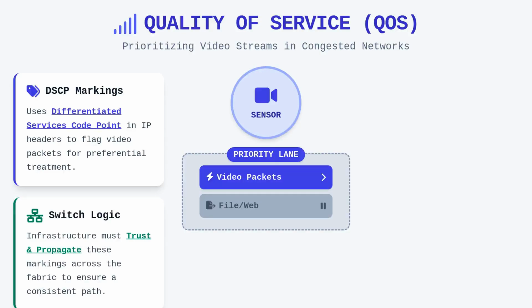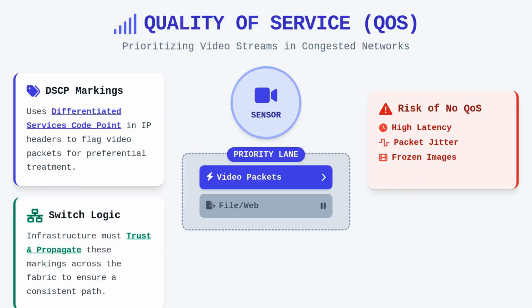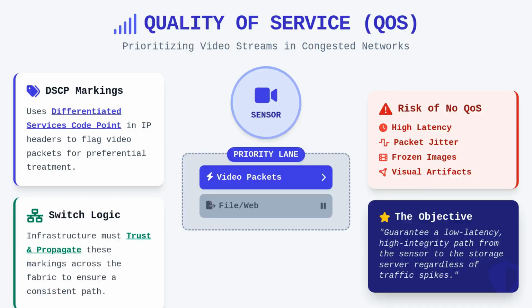Without proper QoS mapping, a spike in non-critical data can easily induce latency or jitter, which manifests as frozen images or visual artifacts in your video management system. You must ensure that your switch infrastructure is configured to trust these DSCP markings and propagate them throughout the switching fabric to guarantee a consistent, low-latency path from the sensor to the storage server.